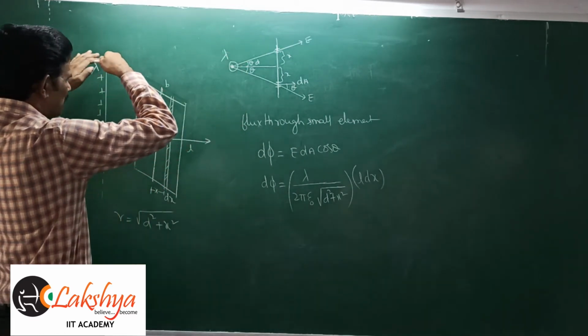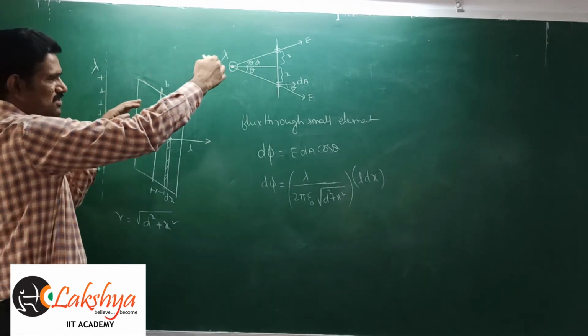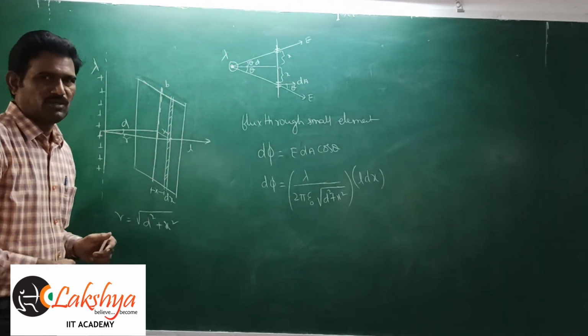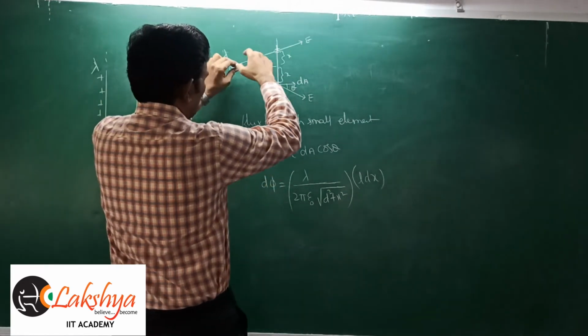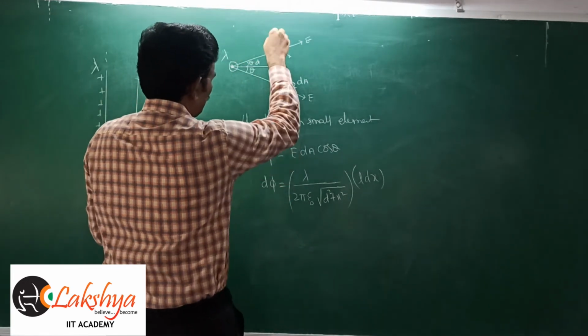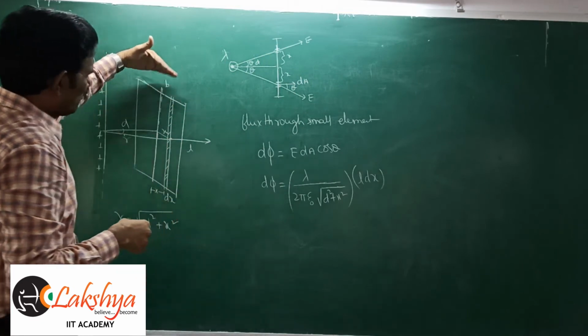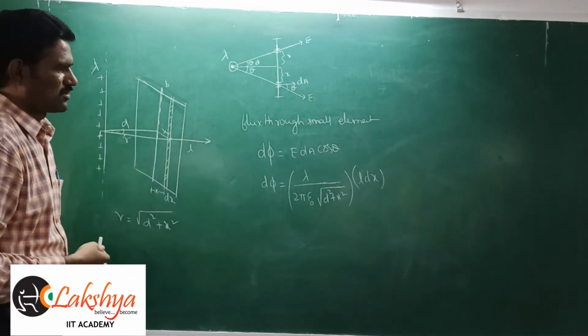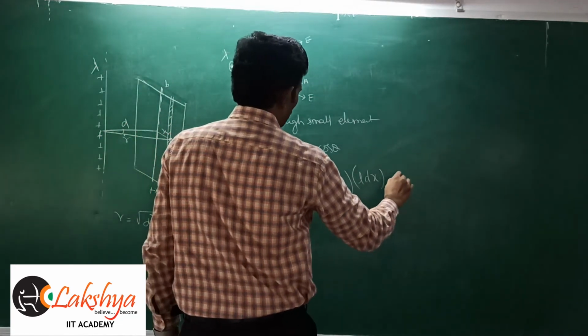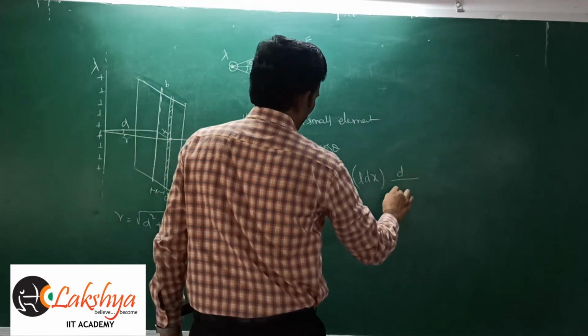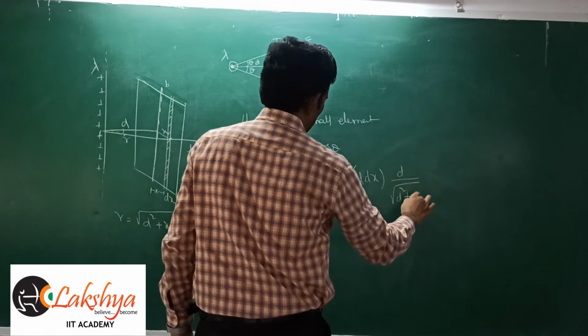That means I am drawing this diagram as if you are observing from the top. If you are observing from the top, this is our line of charge. This width will be b, from here to here the width is b. We are observing from the top, so you will get the situation like that. Now this cos theta value we can write as d by under root of d square plus x square.